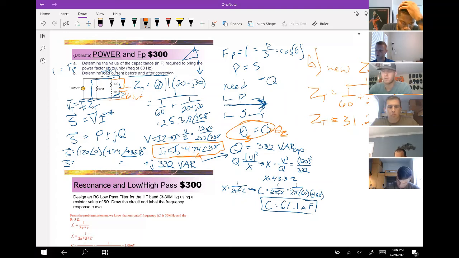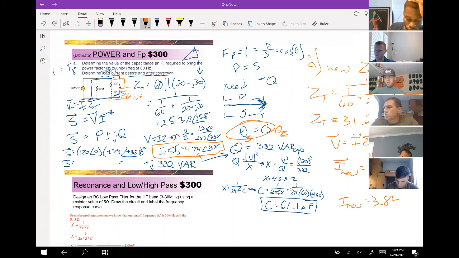So 31.2, then I use V equals I Z, rearrange for I equals V over Z. And so my new I, still the same voltage source, but now it's 31.2 angle 0. And my I new is 3.85 amps, angle 0. And that also makes sense when I just look at that: 3.85 is less than 4.74.